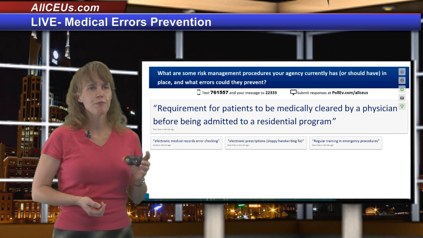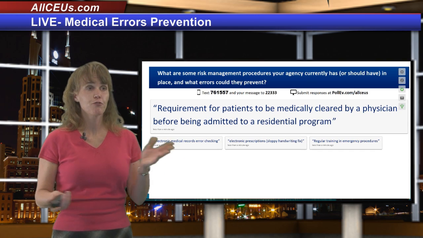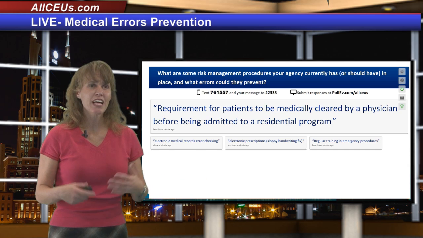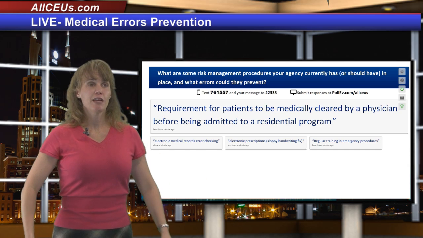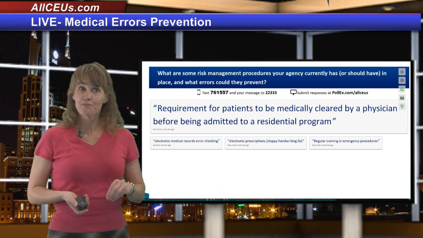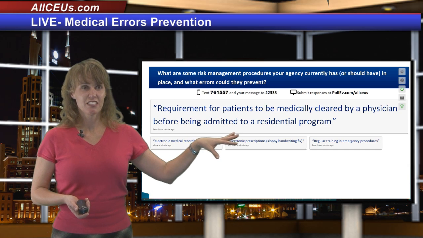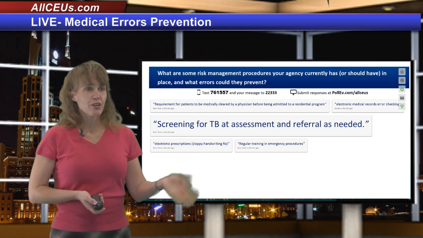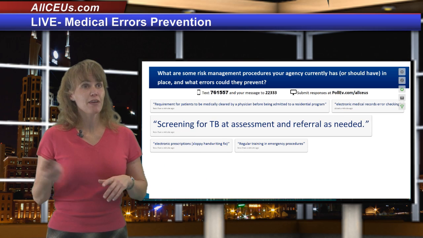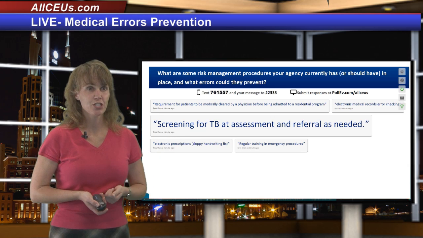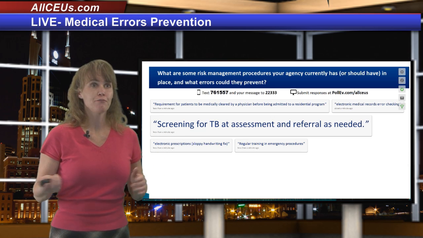Requirement for patients to be medically cleared by a physician before admitting to a residential program. That's huge. Let's rule out anything that may be going on that's significantly impacting this patient or could be contagious or detrimental to other patients in the facility. Screening for TB at assessment and making referrals as needed. Again, could be contagious. Let's make sure we get that underway. And that's law in most states.